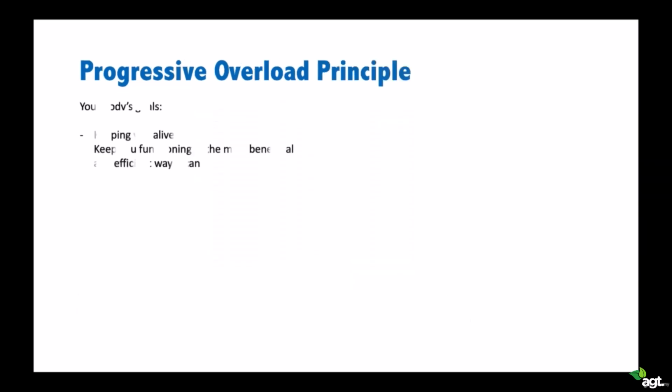Alright, so the progressive overload principle. The human body, whether you're going to the gym or working out at home, has one main goal: to keep you alive, keep you functioning in the most beneficial and efficient way it can, by whatever means it can. It will carry on doing that, and if it's sustaining it, it will be happy as Larry, unless you force it to come out of its comfort zone. Your body only knows how to, like I said, keep you alive and keep you functioning.